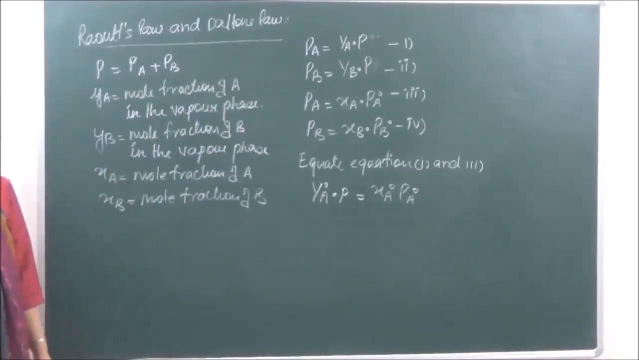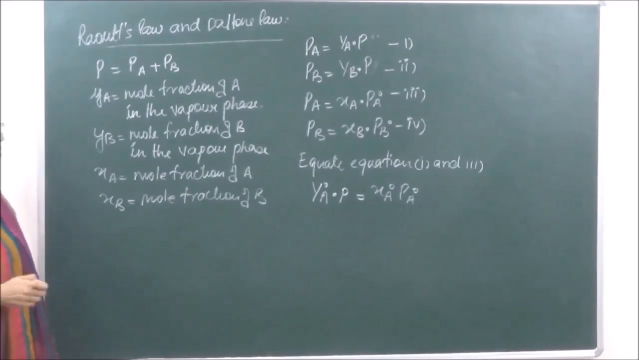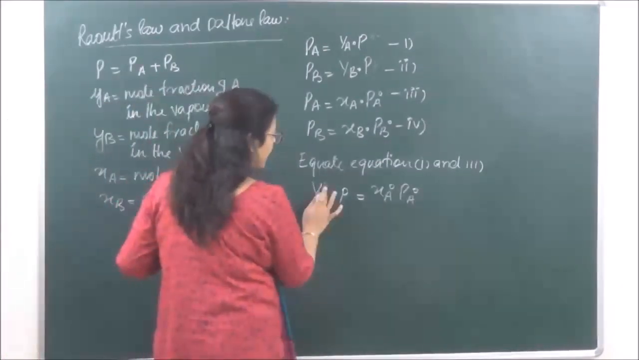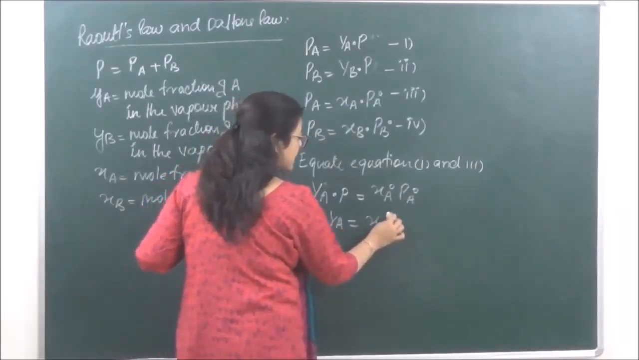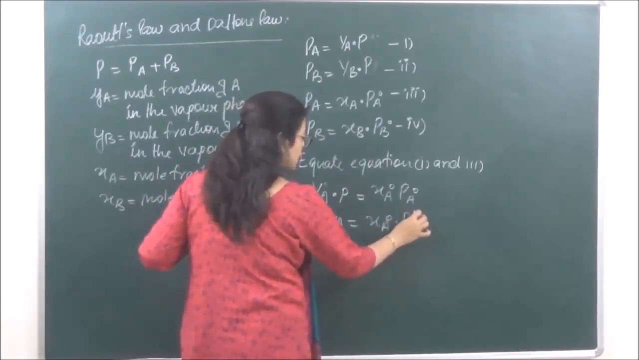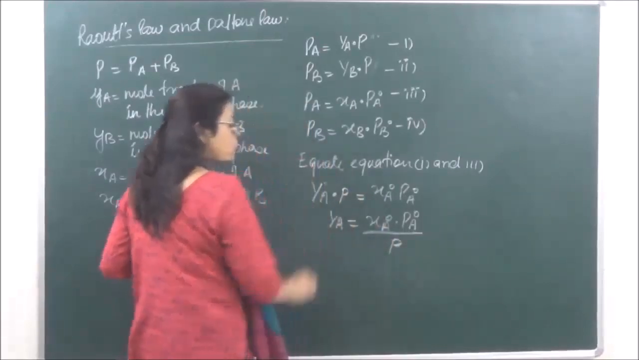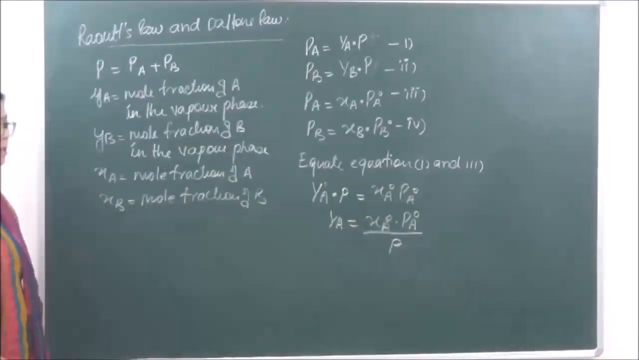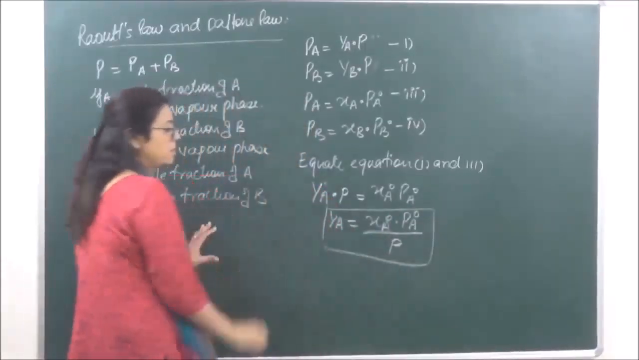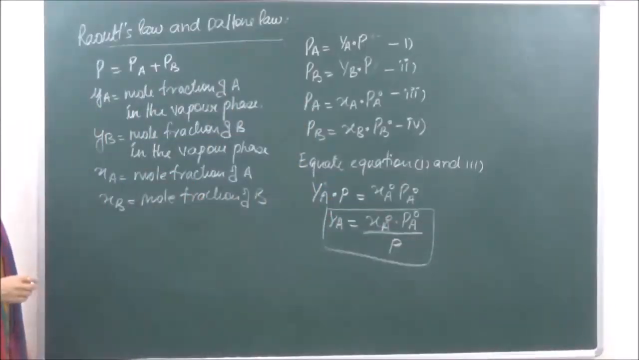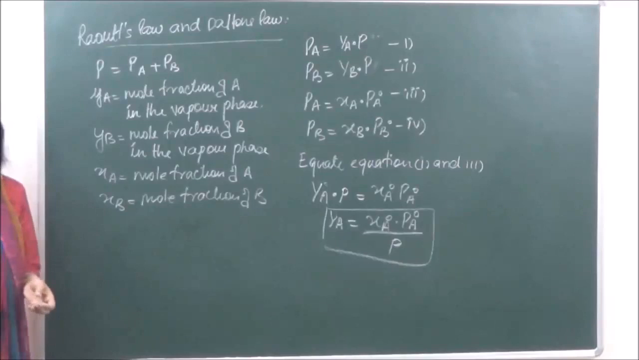Okay, so when we have equated both the equations, what will be YA over here? YA will be equal to XA into PA naught upon total pressure. So this is the relation from which we are going to get numericals. Okay, based upon Raoult's law, let's practice a few questions.